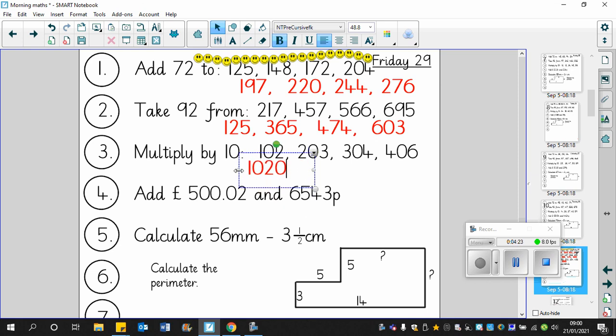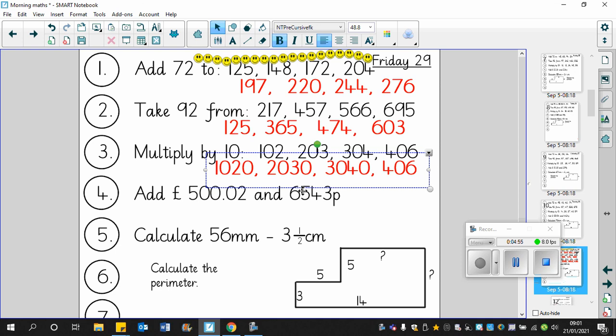Okay, move that across so that we've got more space. Okay, so that's 102. 203, 2030. That's better. And then 304, and then a 0. So can you see how the digits all stick together? So 406. So the answer is going to have a 4, then a 0, and then a 6.